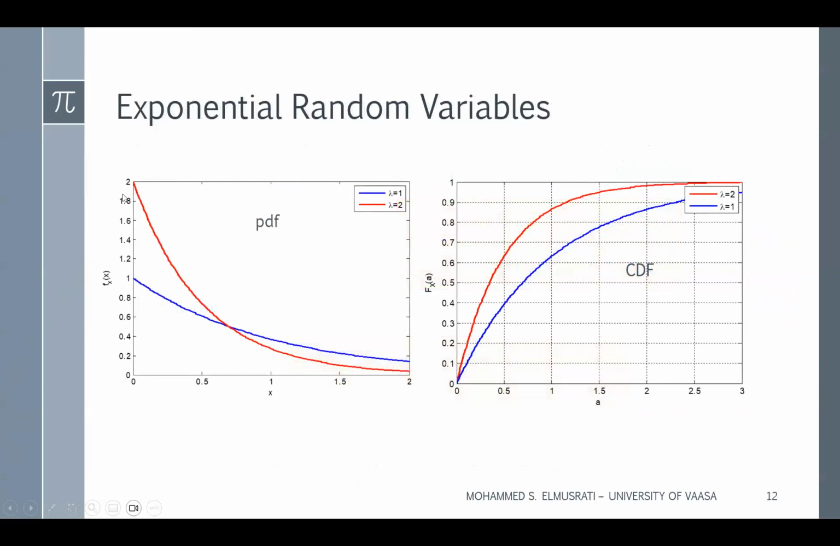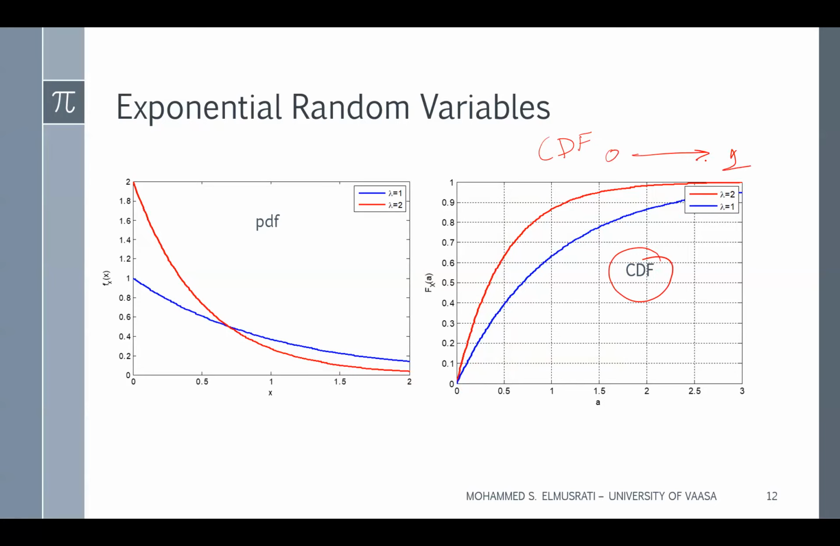So this is the CDF, the cumulative distribution function of the exponential distribution. If you draw the exponential distribution, you will have such shapes depending on lambda. For example, for lambda equal to 1 you will have this blue line, and for lambda equal to 2 you will have this red curve. And this is the CDF. You can see that the CDF always starts from 0 and approaches 1. This is true for any random variable, discrete or continuous.